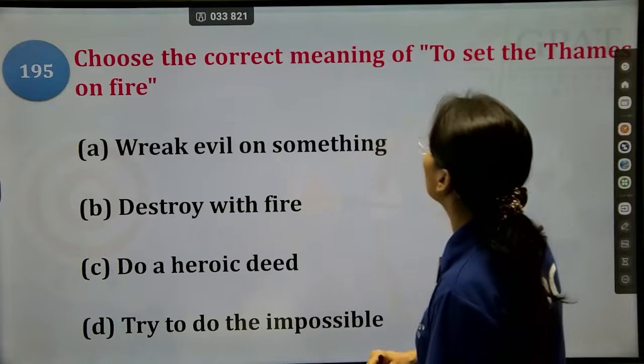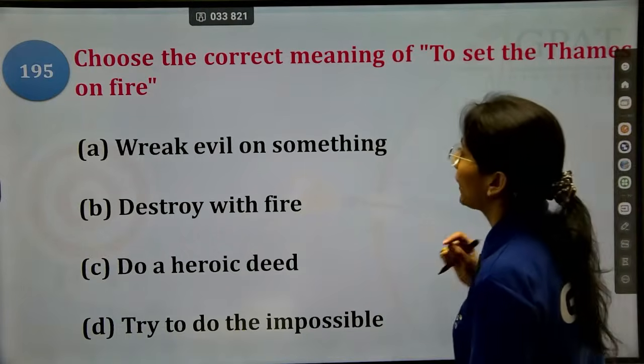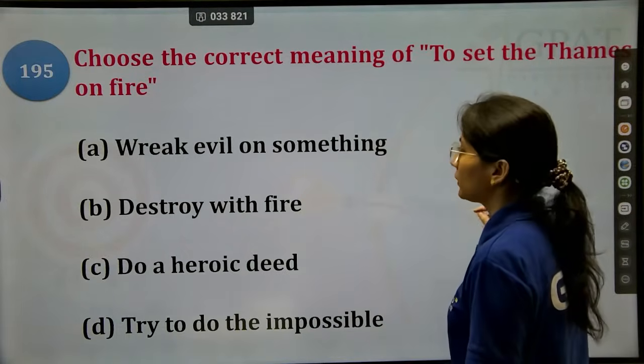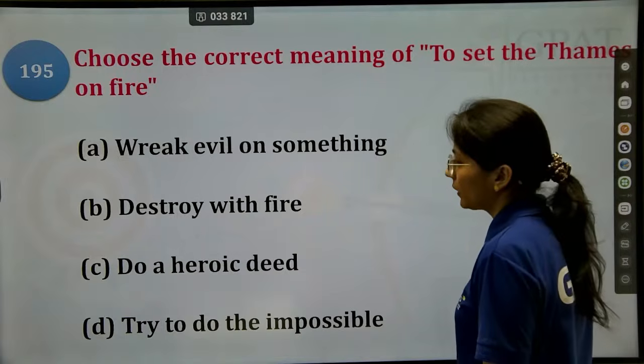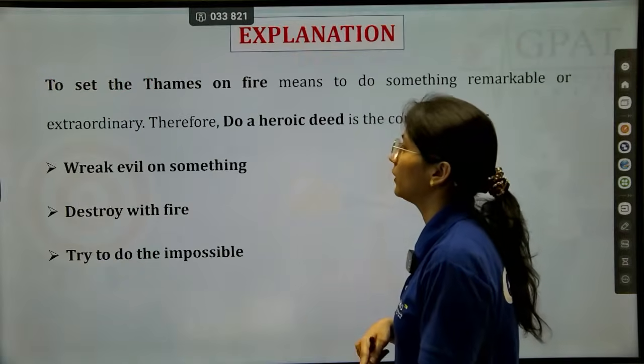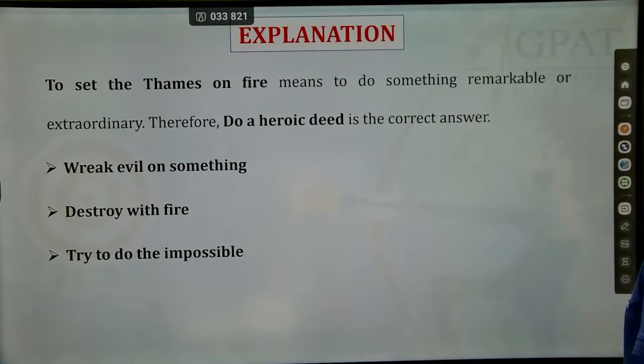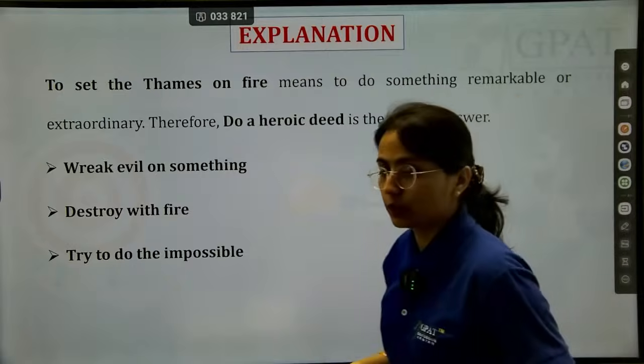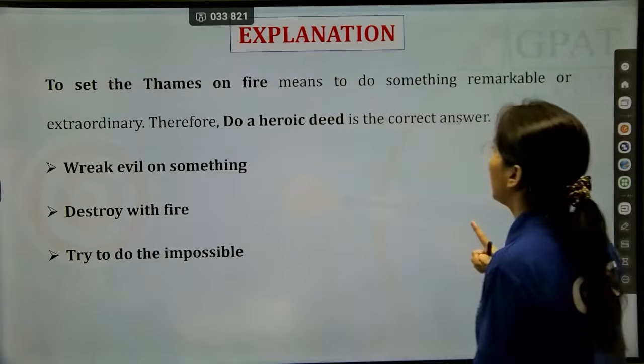Next, choose the correct meaning. To set the Thames on fire: wreak evil on something, destroy with fire, do a heroic deed, try to do the impossible. The answer is to do a heroic deed. To set the Thames on fire means to do something remarkable or extraordinary, therefore do a heroic deed is the correct answer.